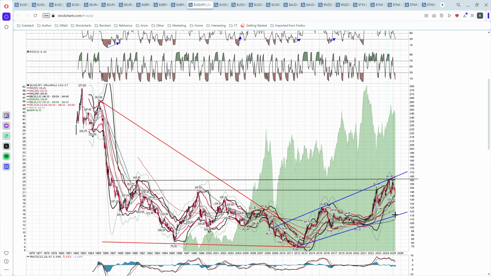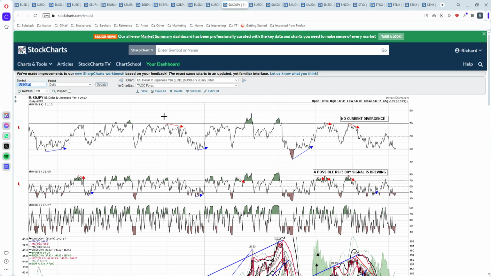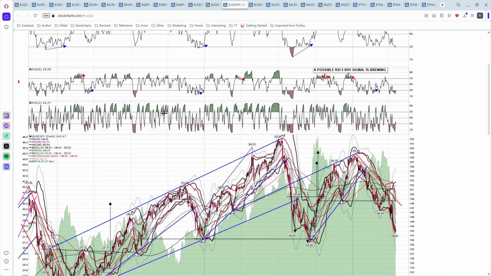This support trend line, break through that, and this whole thing was likely a bear flag, setting up a retest of this low here at 75.54. That is slightly over half of the current level, so that would be a big move. All right, looking at the weekly chart, no current divergence. Looking at the daily chart, possible RSI 5 buy signal brewing. Not really expecting anything to deliver, but I am watching, as I said, for a possible rally on the dollar here.